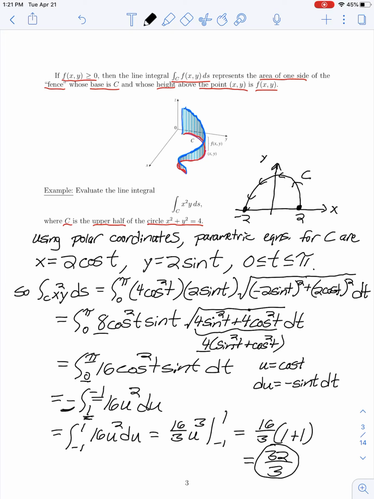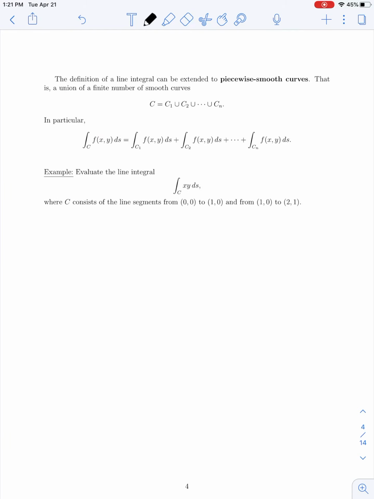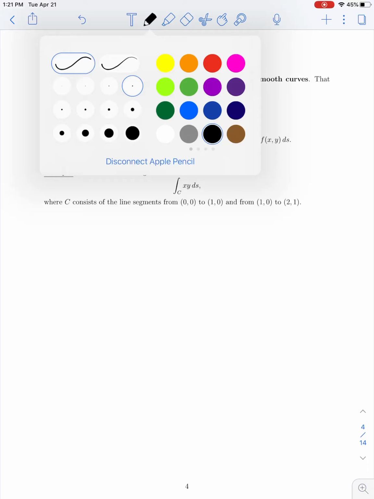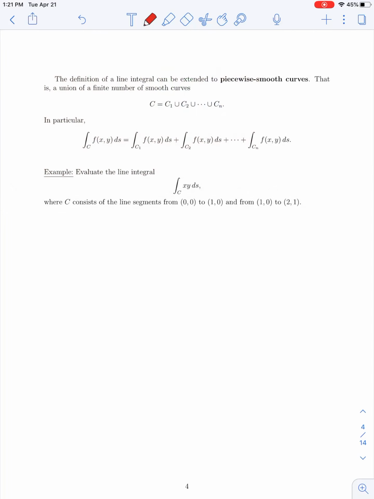Now, one thing that was a restriction from the first part of our definition for a line integral is that we needed our curve C to be a smooth curve. That is, it didn't have any sharp corners or any cusps along that curve. But we can now extend our definition of a line integral to integrals over not just smooth curves, but piecewise smooth curves. So the next thing we'll do is try to extend our definition of a line integral to piecewise smooth curves. So what we mean by that is any curve which could be considered as the union of a finite number of smooth curves.